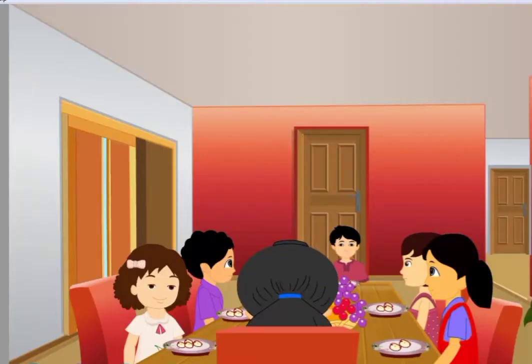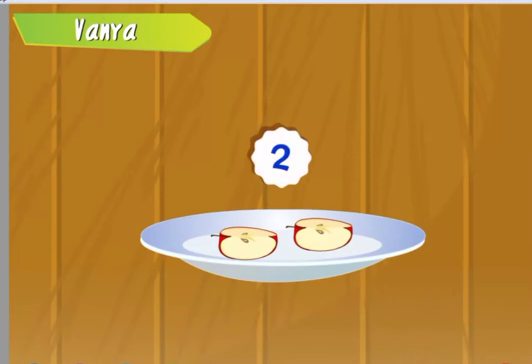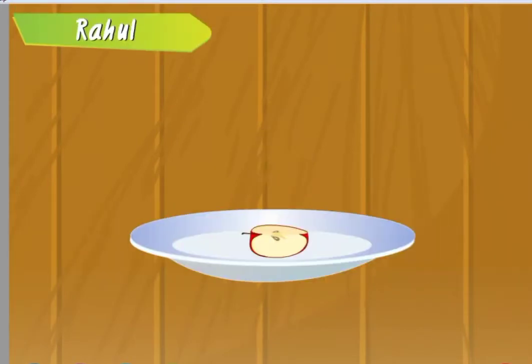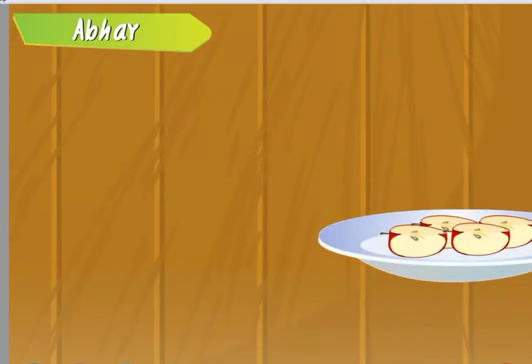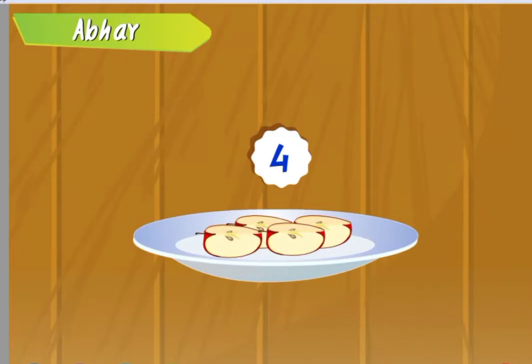Come now, let's eat some apples. Vanya has 2 slices of the apple in her plate. Rahul has 1 slice in his plate.